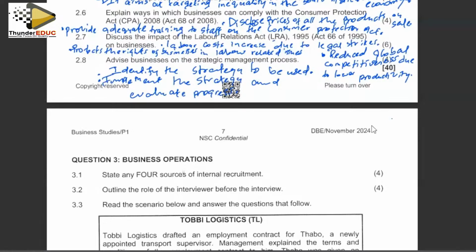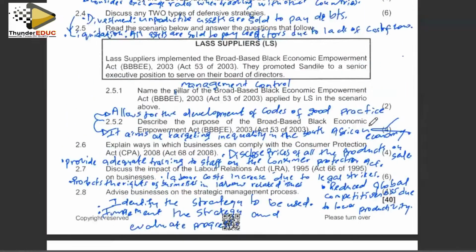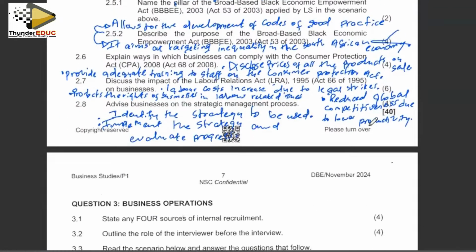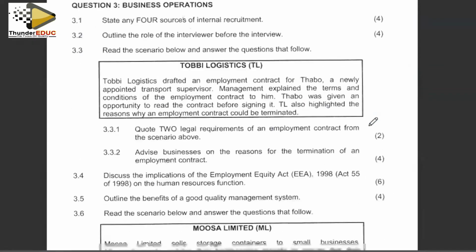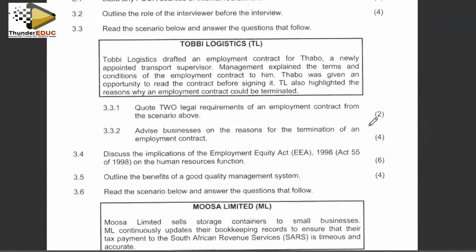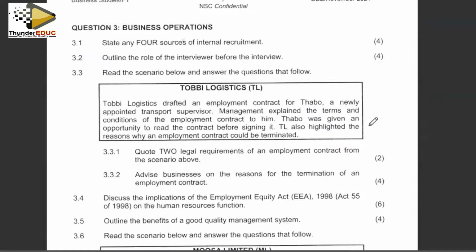Okay, right, grade 12s. Then at this juncture, we are done with question 2. Let's move on to question 3. Question 3 is based on our business operations. Okay, right, grade 12s. So now let's check what best we can do in this type of question. Okay, right. So now 3.1 reads as follows.